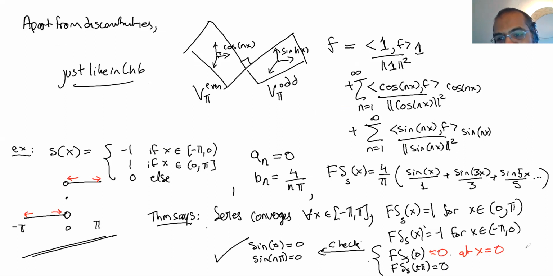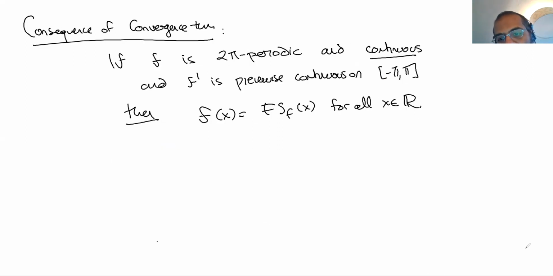Somebody's asking, f doesn't have to be even to make the extension. No, f does not have to be even. This is different. We'll talk about other extensions later where it does have to be even. This is just a 2 pi extension. I'm just repeating the whole interval.